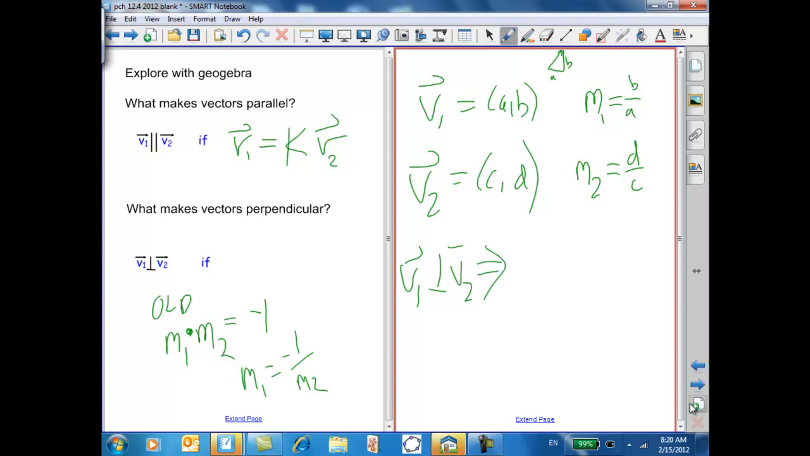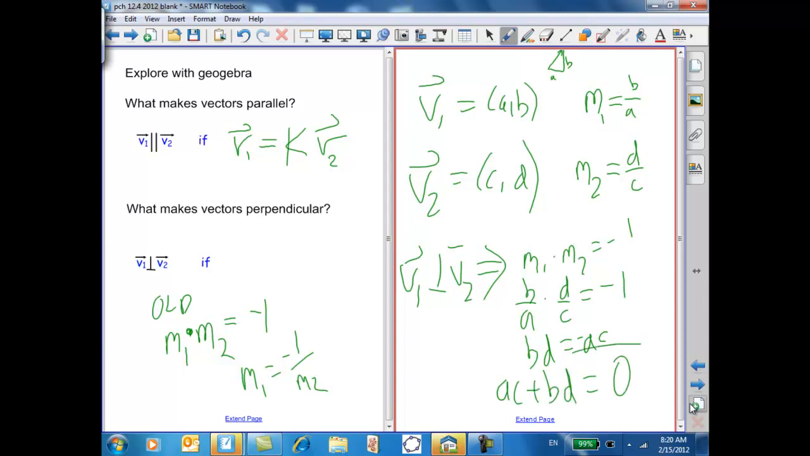That means the slope of 1 times the slope of 2 must equal negative 1. And the slope of 1 is b over a. The slope of 2 is d over c. And they have to make negative 1. Or bd has to equal negative ac. Or how about ac plus bd equals 0? Kind of a nice little jingle. ac plus bd. As opposed to the parallel ones.